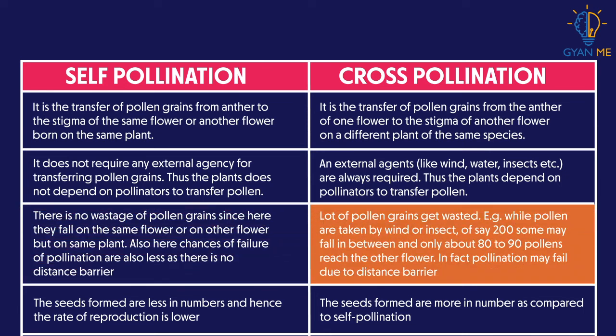While in cross-pollination, a lot of pollen grains get wasted. Say for example, while pollens are being taken away by wind or insect, say 200 pollens are being taken away. Some may fall in between and only about 80 to 90 pollens reach the other flower. And you can see here how many pollens are just wasted. In fact, pollination may also fail due to distance barrier.